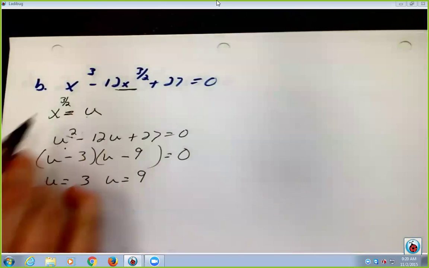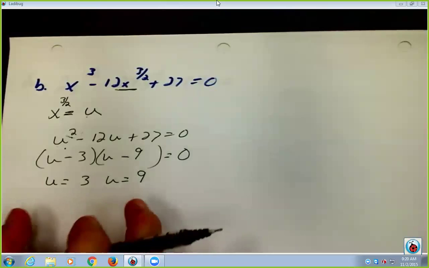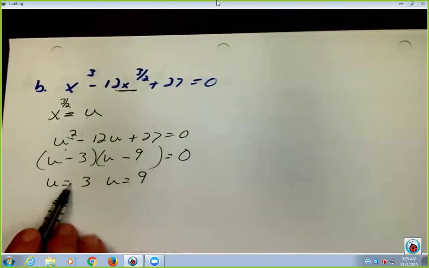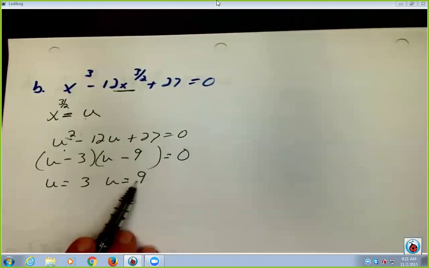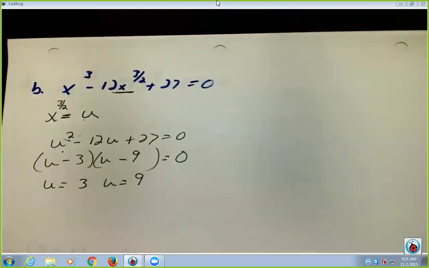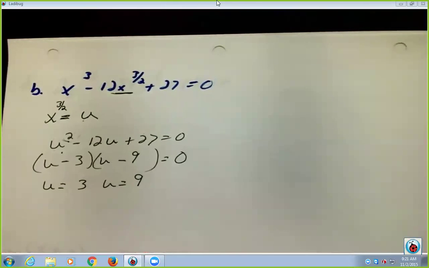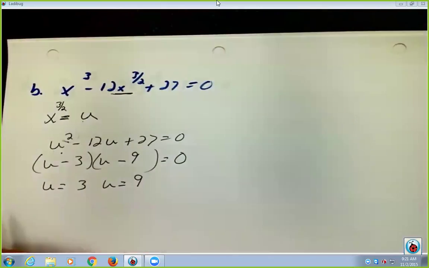Then I need to solve. I'm not solved yet. I just have u's. If you type these in, it's not going to give you the correct answer. So be real careful with that part so that you know what is taking place with that. So now what do I do?